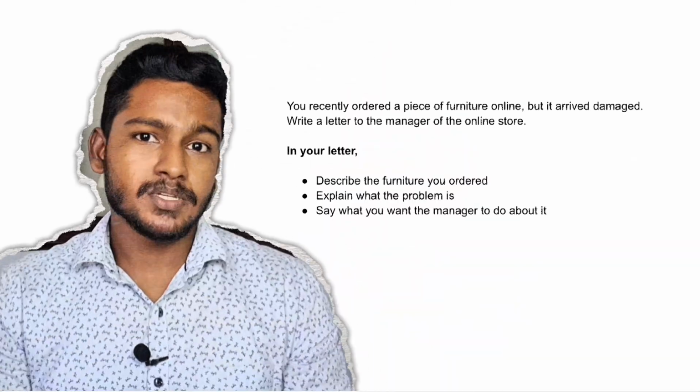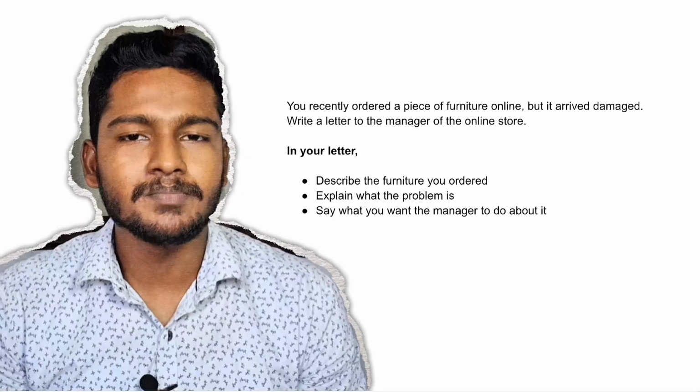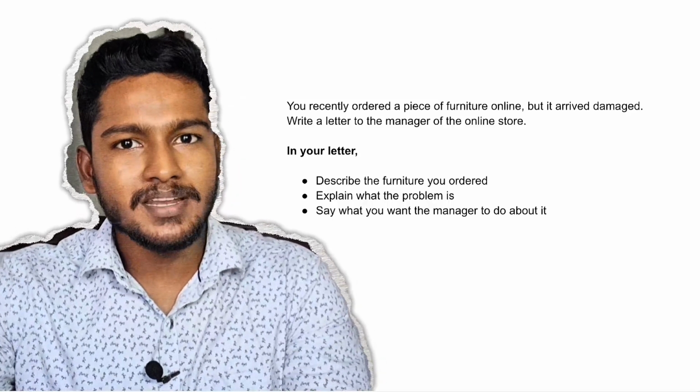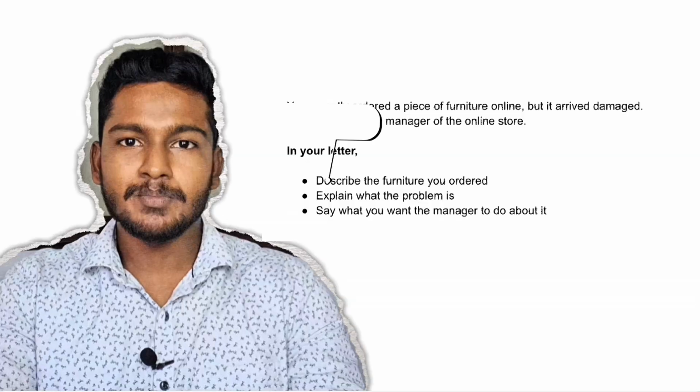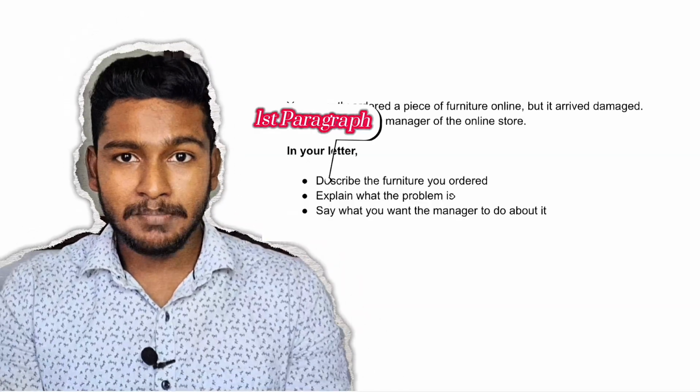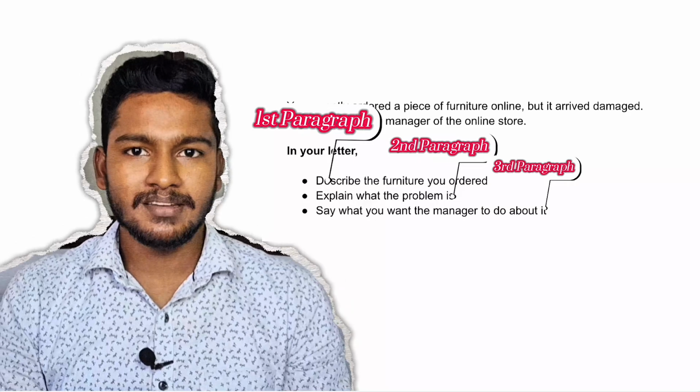Alright, now let's pause for a moment and think about what's happening here. See, you bought something online, a piece of furniture, it came damaged and you are unhappy about it. Now we need to write to the manager to ask what happened and for help. If you look at the situation, it's really simple, but there's also a pattern here. In the first paragraph, you can describe what you bought online, in the second paragraph, you can say what happened, and the third paragraph can describe what you want them to do for you.